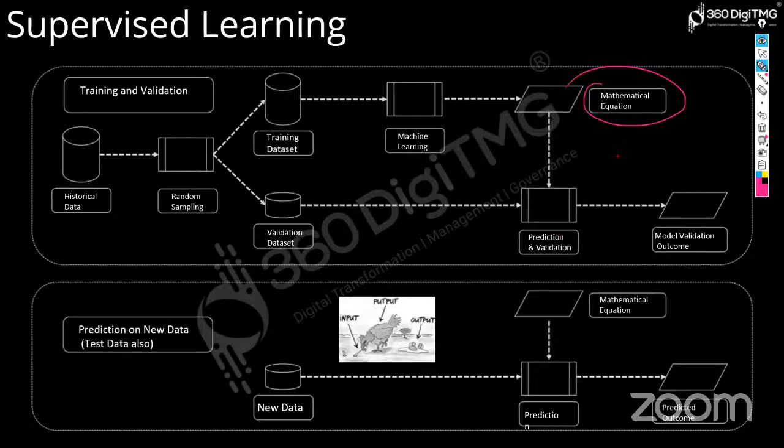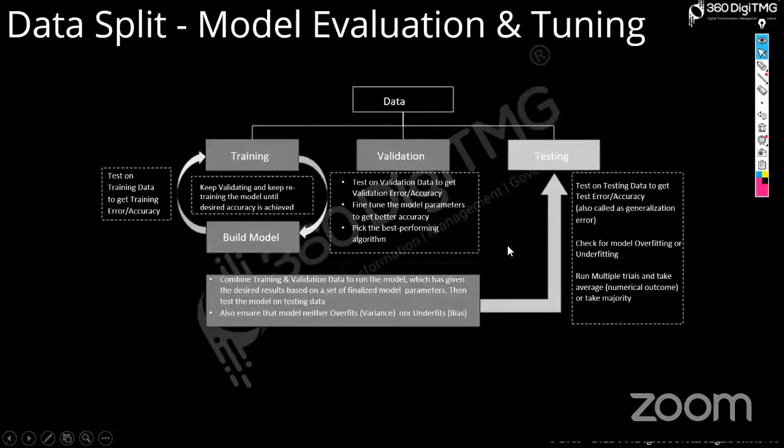Once you are satisfied with it, that is fine. But if you are not satisfied with your outcome, again you go back and train more. You keep on training your model until you are fully satisfied with your validation. Once you are satisfied, use that mathematical equation on the new data and you will get your required prediction and outcome. This is how things happen in supervised and unsupervised learning in machine learning. In machine learning, there are two groups: supervised learning and unsupervised learning.